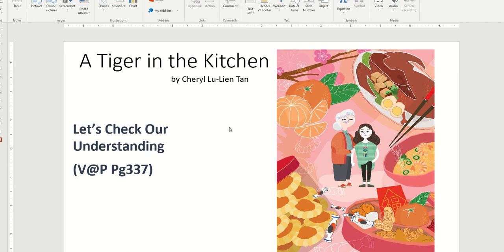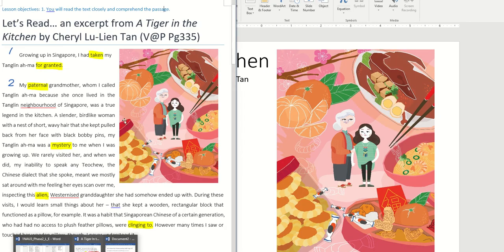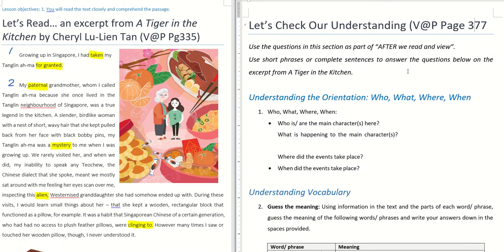Today we will check our understanding using the text that we have read earlier, Tiger in the Kitchen. The lesson objective is that you will read the text closely and comprehend the passage. The passage is on page 335 in the book Voices at Play, and the questions are on page 337.